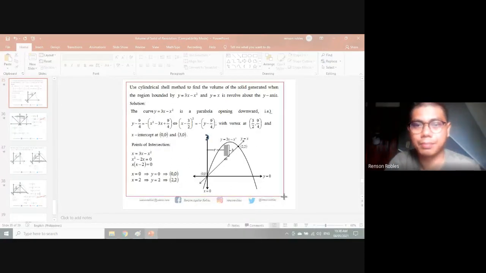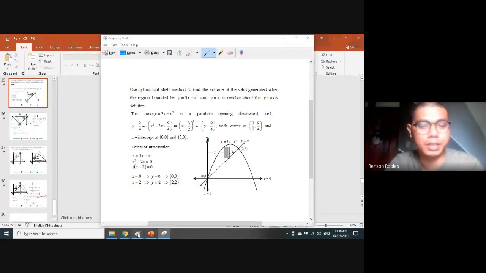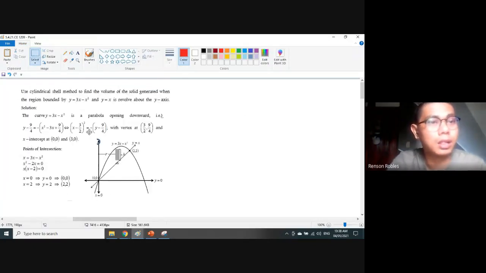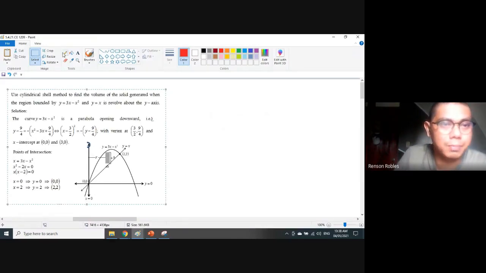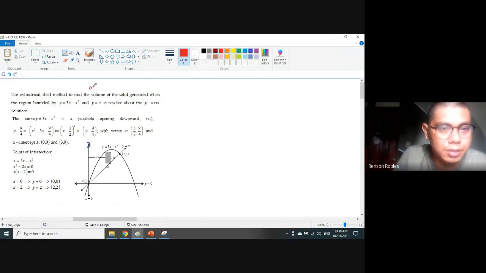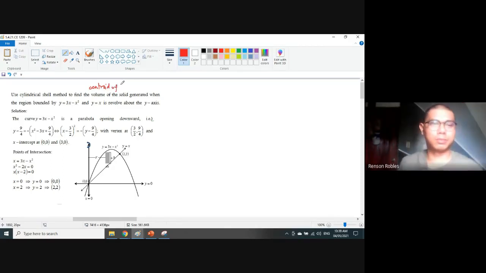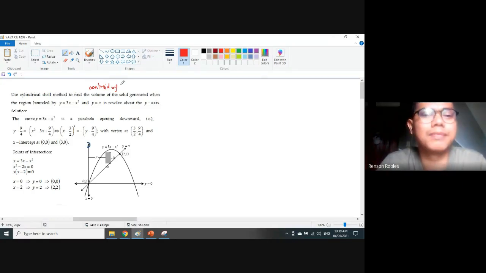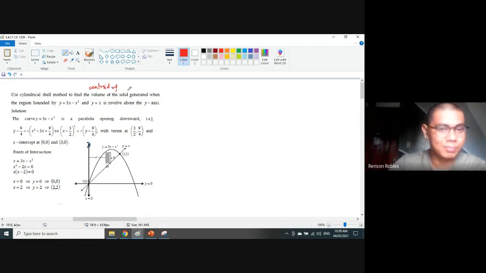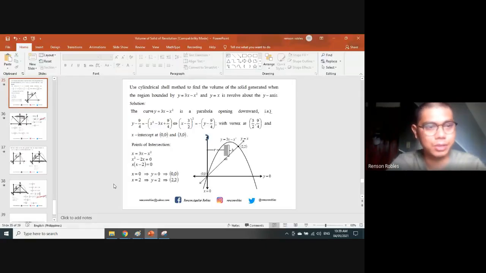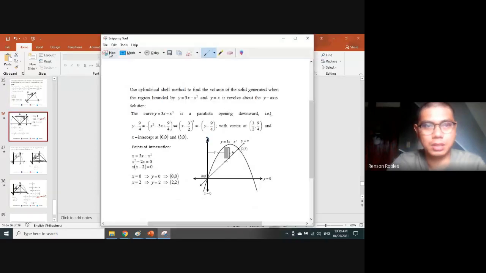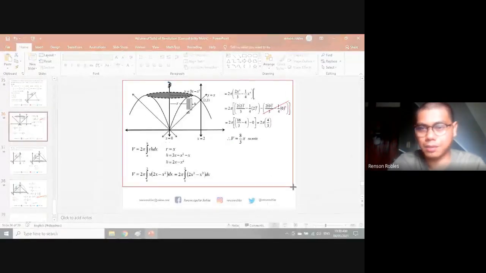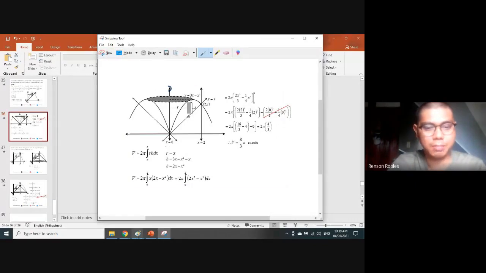This time, we will be using the cylindrical shell method. Again, let me modify the problem: use the cylindrical shell method to find the centroid of the volume of the solid generated when the region bounded by y equals 3x minus x squared and y equals x is revolved about the y-axis. Let me just copy this volume. The volume is equal to 8 pi over 3 by using the shell method.